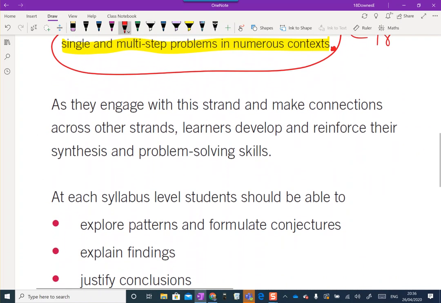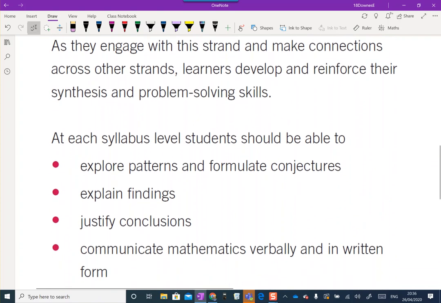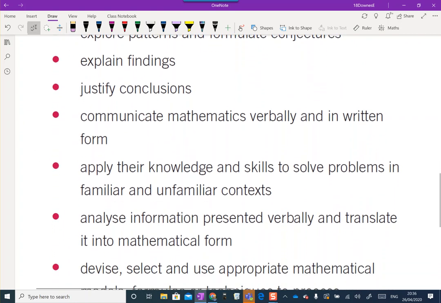Okay, now this is not the overall aims of the syllabus, this is the aims and objectives of strand 2. You want to look over them in your own time.